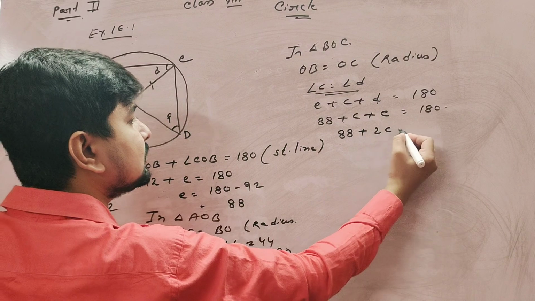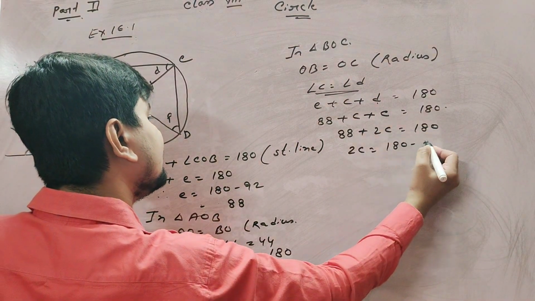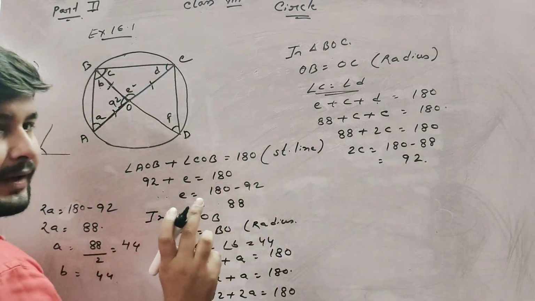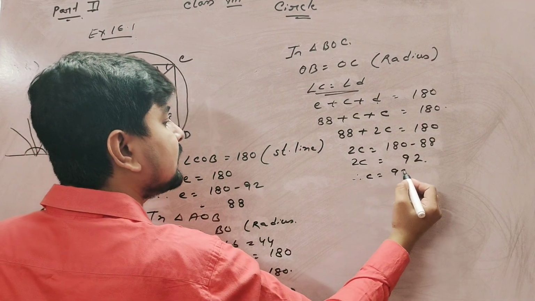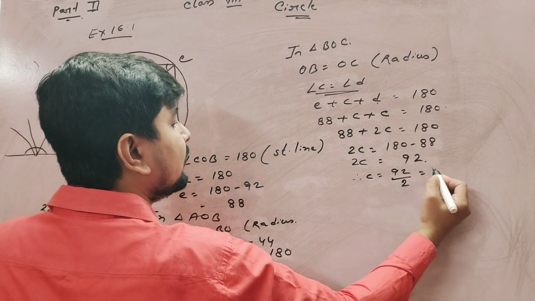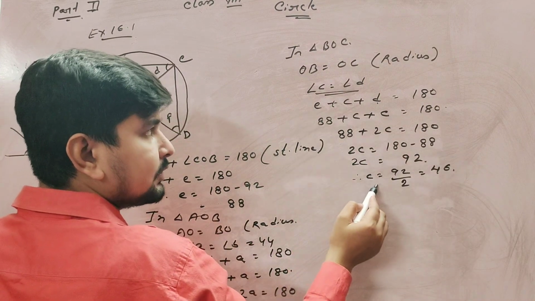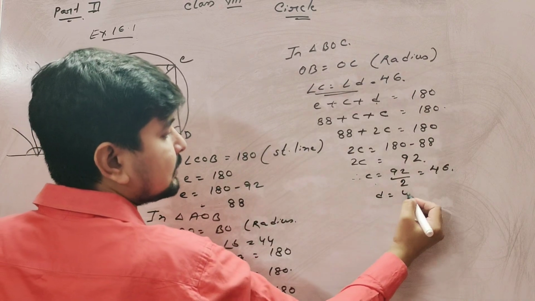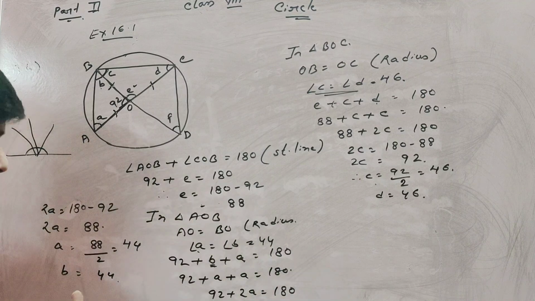So 88 plus 2C equals 180. So 2C equals 180 minus 88, that is 92. Therefore C equals 92 upon 2, which is 46. So whenever the value of C equals 46, angle D also equals 46, that is D equals 46. So A, B, C, D, everything is complete.